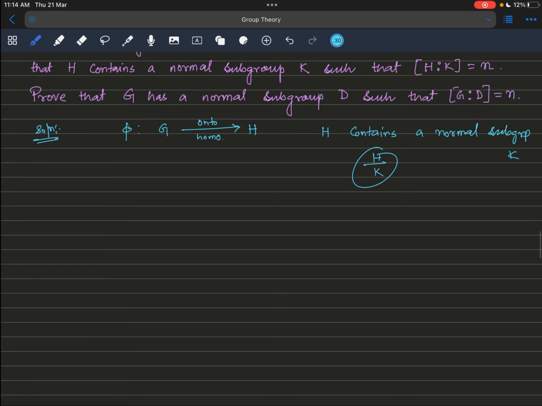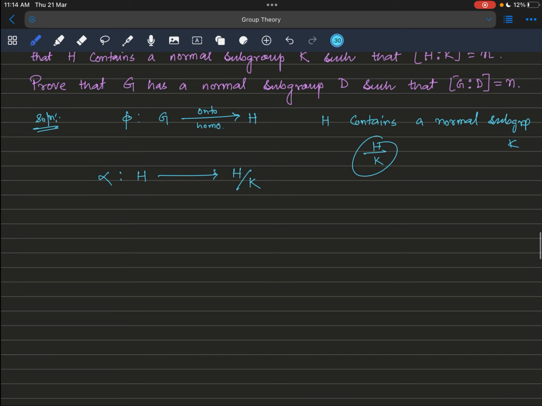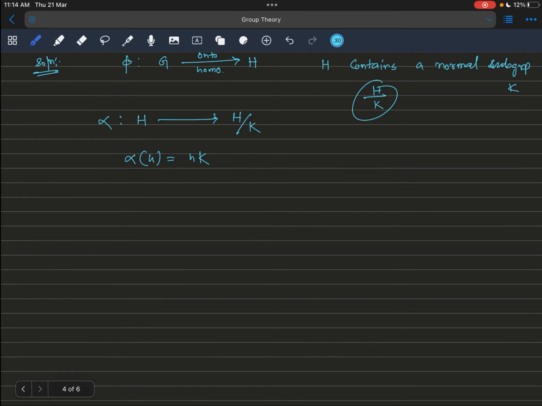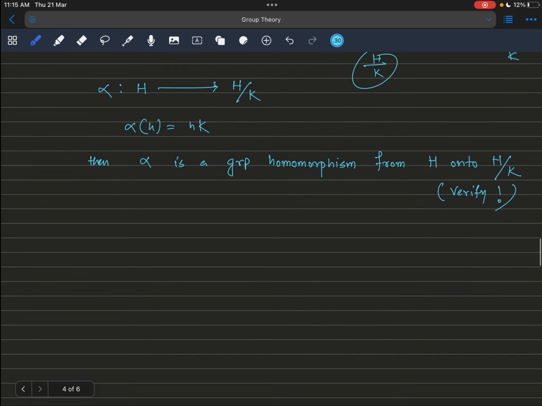Okay, if you define, say, a map alpha from H to H by K, that is the quotient group, and say it is defined like alpha of h equals hK, then alpha is a group homomorphism from H onto H by K. Verify this. Okay, this is true.